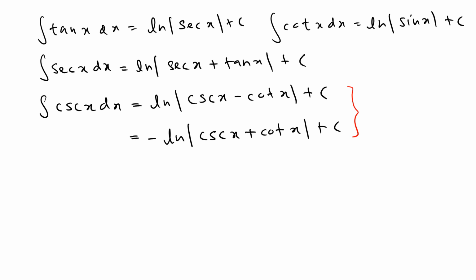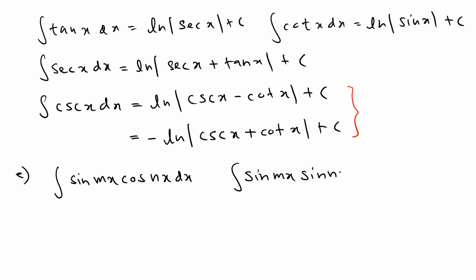So there are 2 formulas for secant. Anything works. And then as the last part, we are not going to do a problem, but I'm going to recall what we did. We have products like sine mx cosine nx dx, the same with sine mx sine nx dx, and similarly cosine mx cosine nx dx. For those we had to use the product formulas.